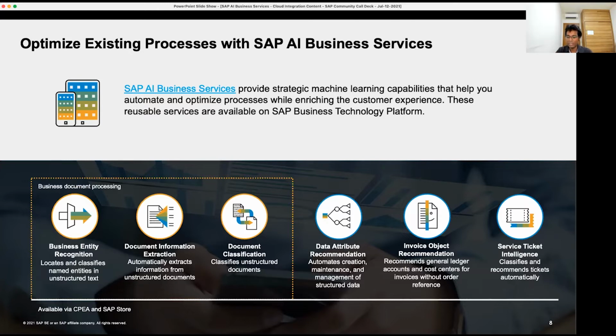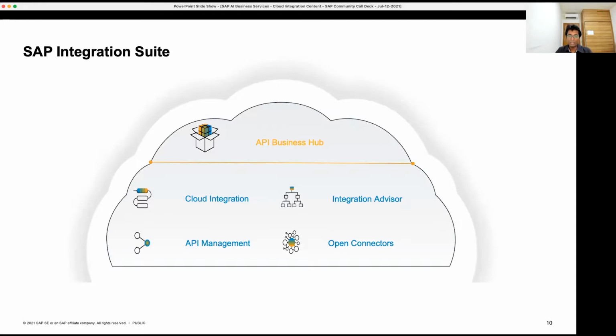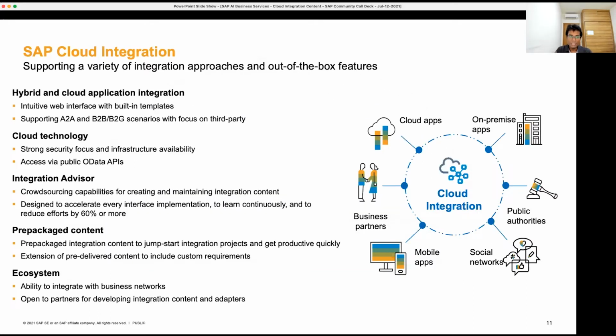And what we will do in the next sections is look at how we will use cloud platform integration with some of these services. A brief introduction to cloud integration now. Currently, if you look at the branding, cloud integration is part of SAP Integration Suite. So these are all the four pillars in Integration Suite: Cloud Integration, Integration Advisor, API Management, and Open Connectors. And what we are going to talk about today is more around cloud integration. So what is cloud integration?